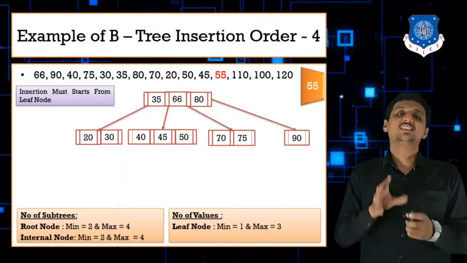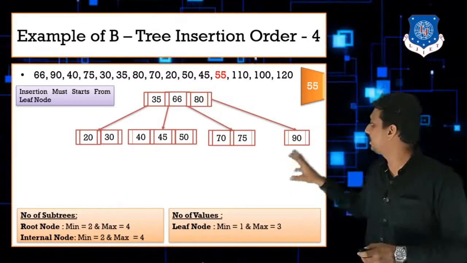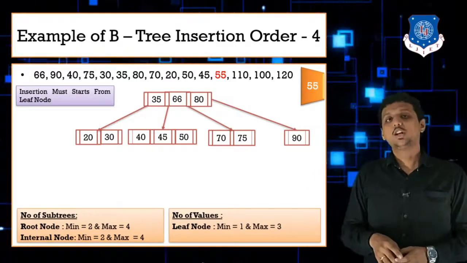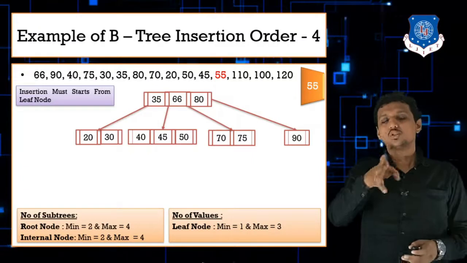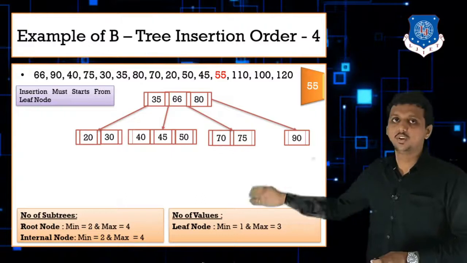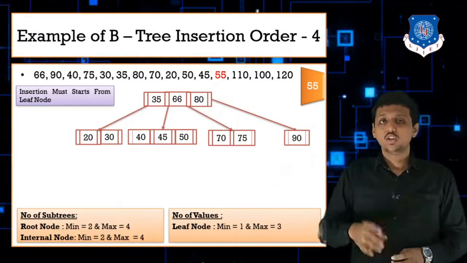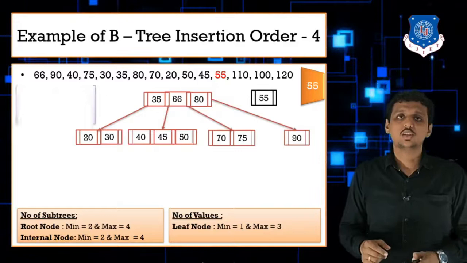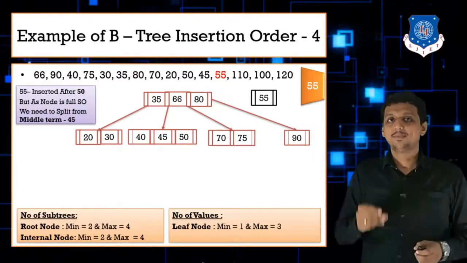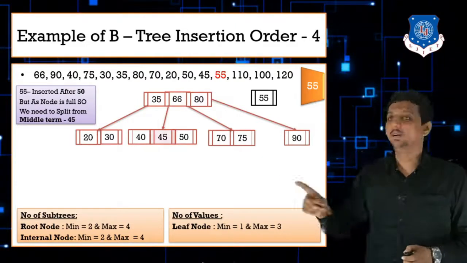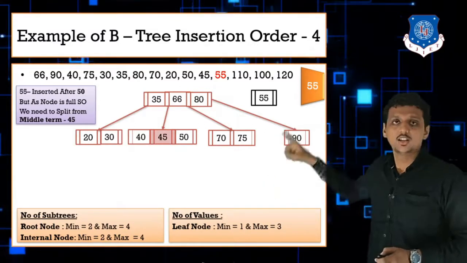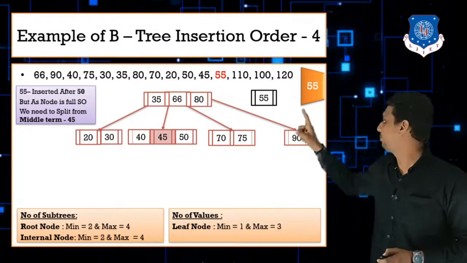Now tell me, is there any space still remaining to insert data in the 40 node? No. Why? Because this tree has order 4, so you can insert a maximum of 3 values, and 3 values are already there: 40, 45 and 50. So what to do in such a situation? Students, here you need to split your node. The node is split from the middle term. The middle term we have is 45. I am highlighting here that we need to do the split operation from 45.